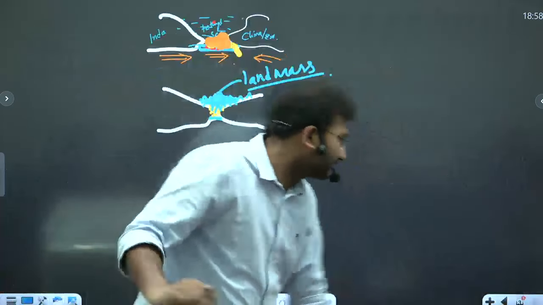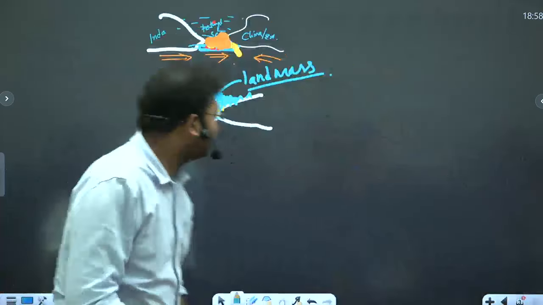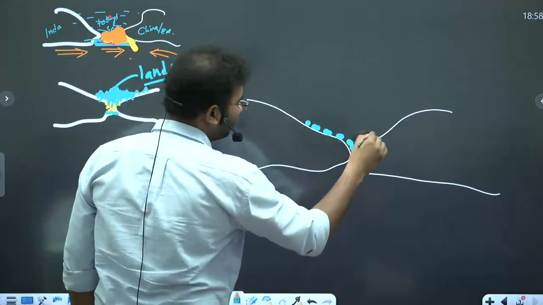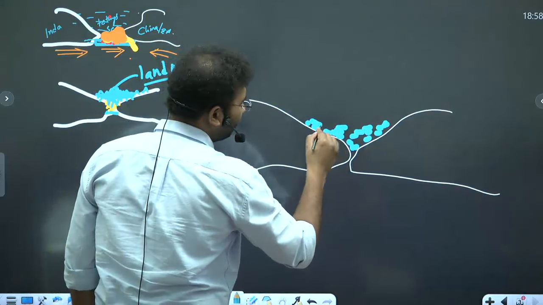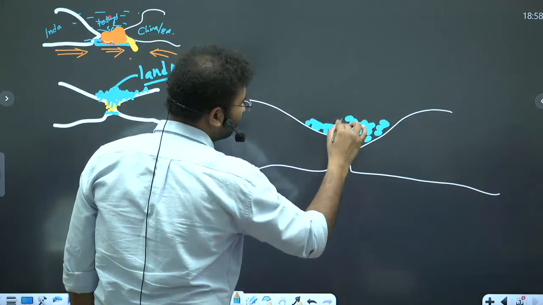So, see, in the further time period, what happened is that, now I'll exaggerate this diagram and try to show it to you. Suppose this is your continent, and this is also your continent, both collided with each other, and above that you also have the sediments of the Tethys Sea, which are deposited on either side, and they are also uplifted.